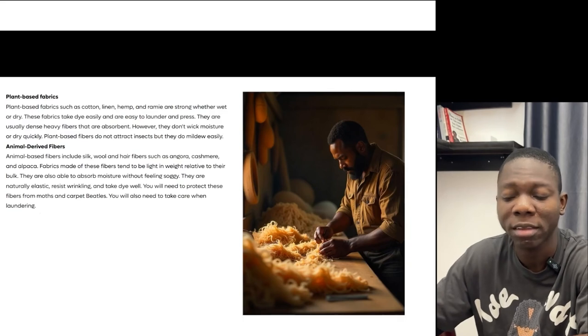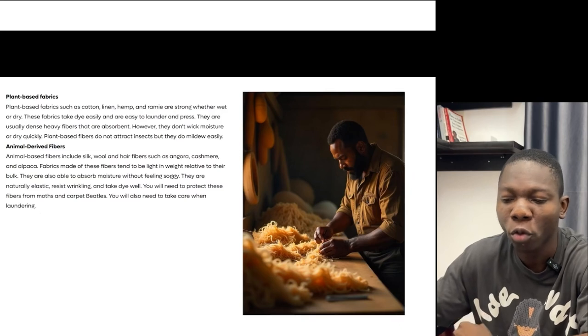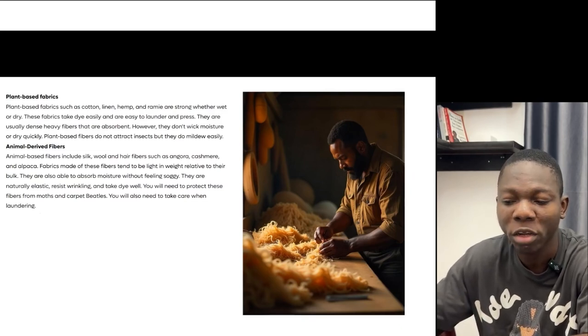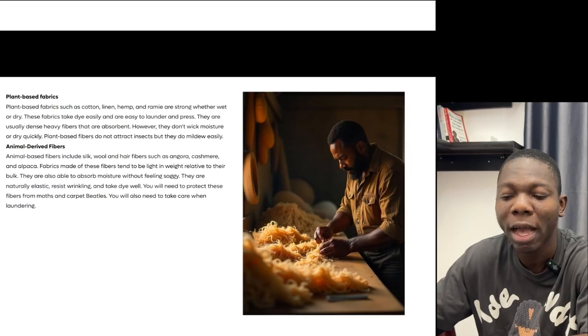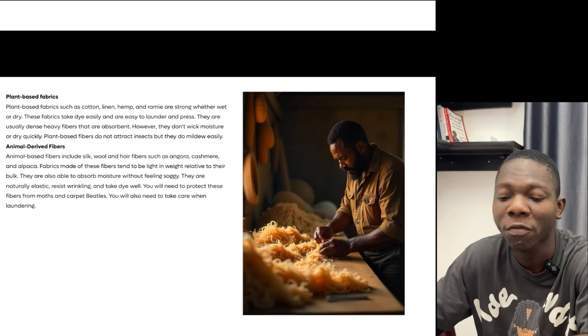These fabrics tend to be light in weight relative to their bulk, meaning they look very full but are light in weight. They're also able to absorb moisture without feeling soggy. Take for example your knit sweater. They're naturally elastic, resist wrinkling, and take dye easily also. You may need to protect the animal-based fabrics because they attract insects such as moths and carpet beetles.